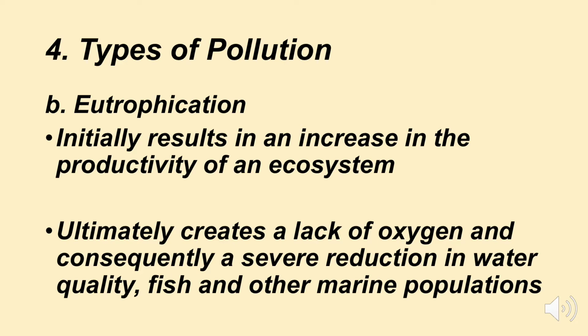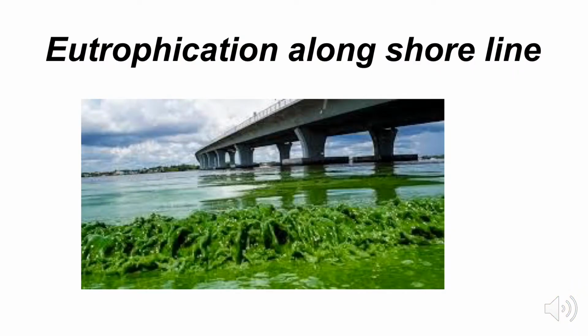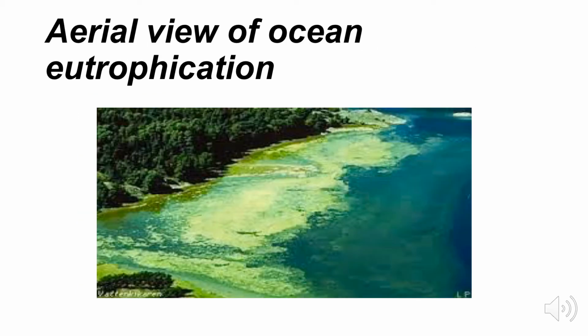And we see this eutrophication along shorelines. Here's an example. This is all excess vegetation caused by eutrophication. Here's an aerial view along a coastline where we've seen eutrophication. It's supposed to have nice blue water, not green slime floating on the surface.